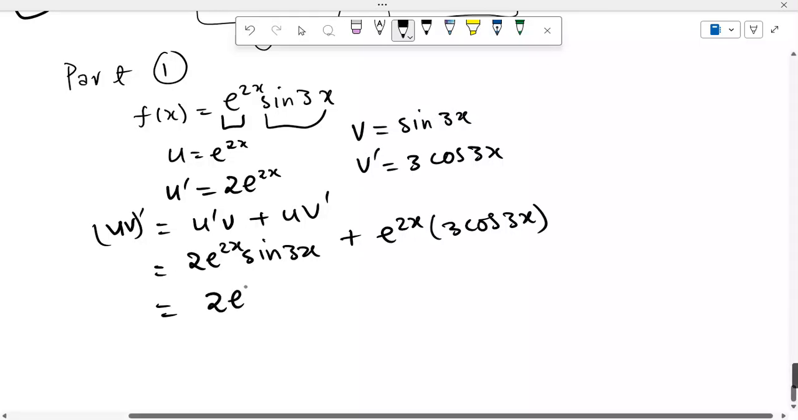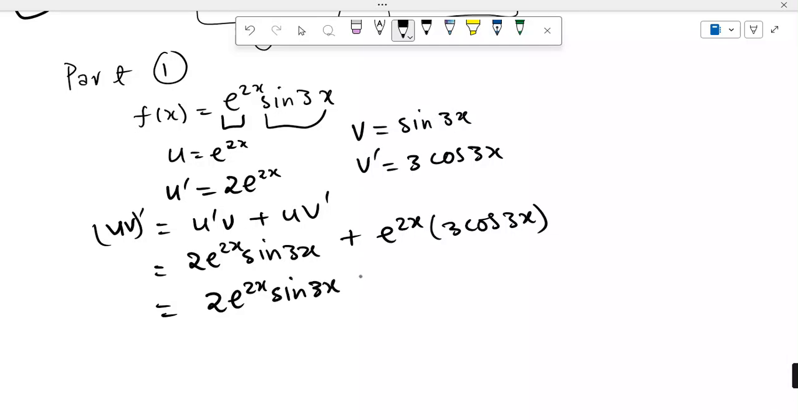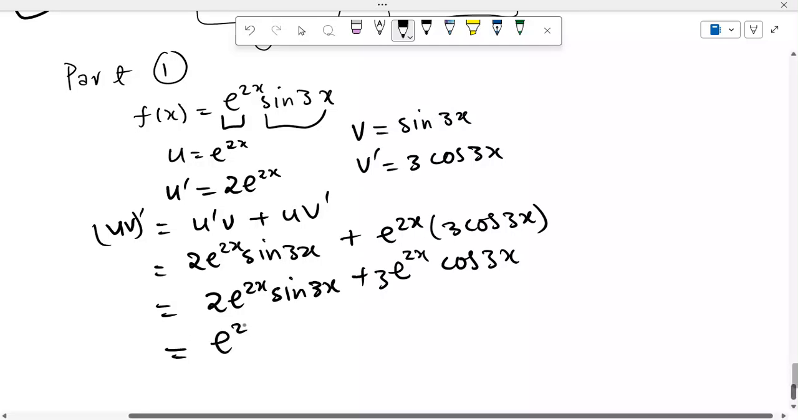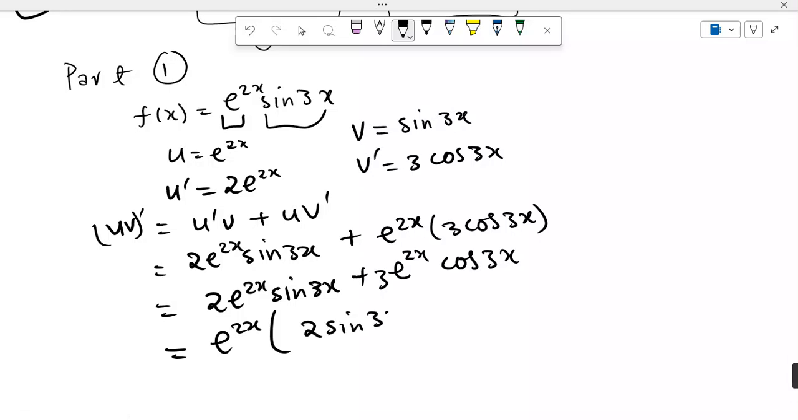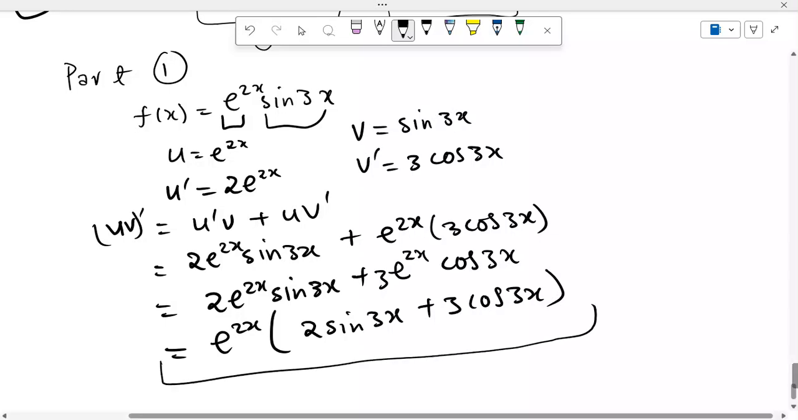This is just 2e to the power 2x sine 3x plus 3e to the power 2x cos 3x. We know the exponential part is common, so we can take it out. So we have e to the power 2x times (2 sine 3x plus 3 cos 3x). This is the answer for part 1, when you differentiate part 1.